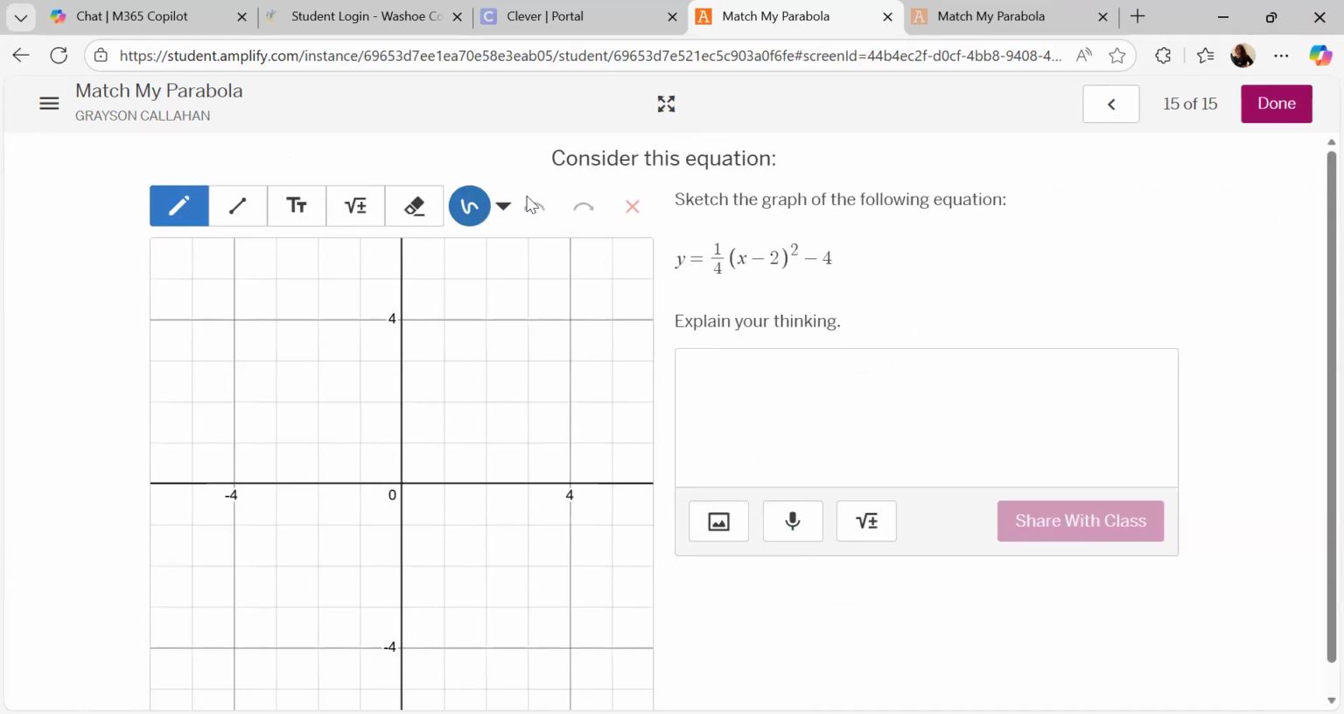Next. All right, sketch the graph of the following equation. Okay, so you have this equation, correct? How would you go ahead and sketch it? You can talk about it with me. We can try to go through it together.